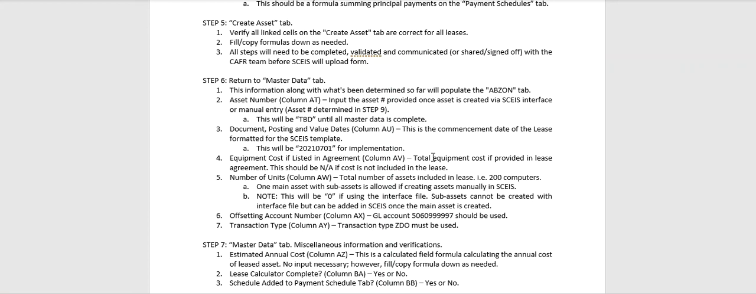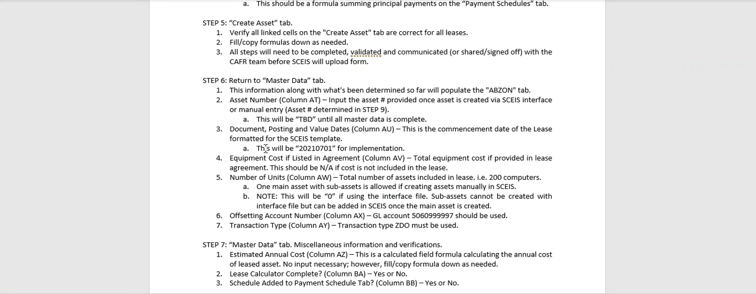And so you can just see for the document posting value date, we're going to put 2021-10-701 for implementation, and it has to be in that exact format because this is a SKI's upload. The equipment cost, if listed in the agreement, and it should be NA if the equipment cost is not included in the agreement. The number of units, so the total number of assets included in the lease. So 200 computers if it's in the lease, 1 computer if it's in the lease.